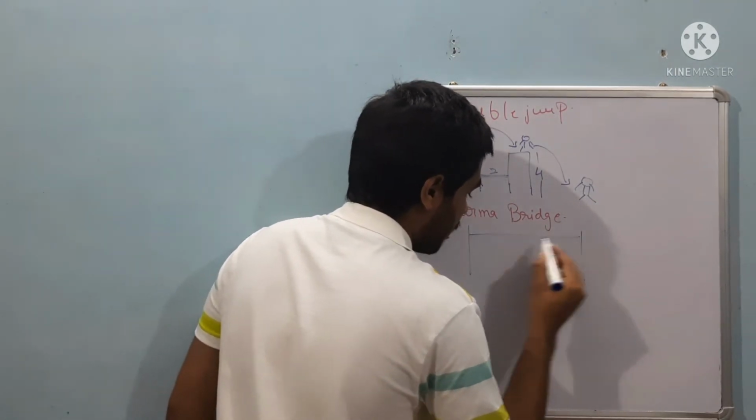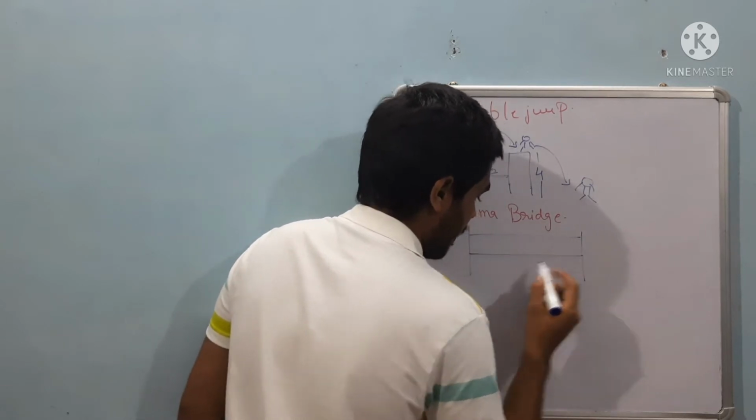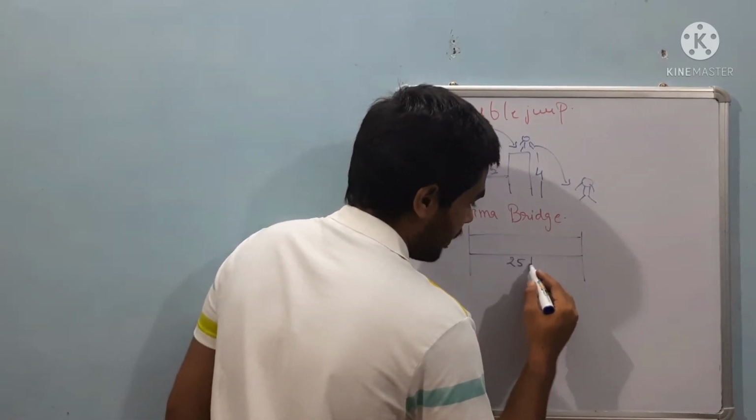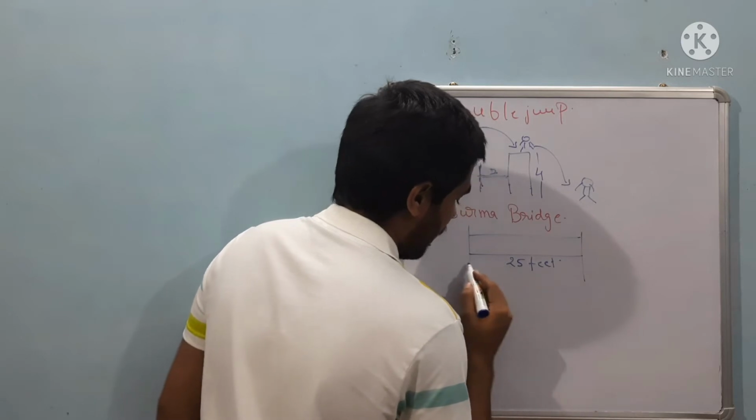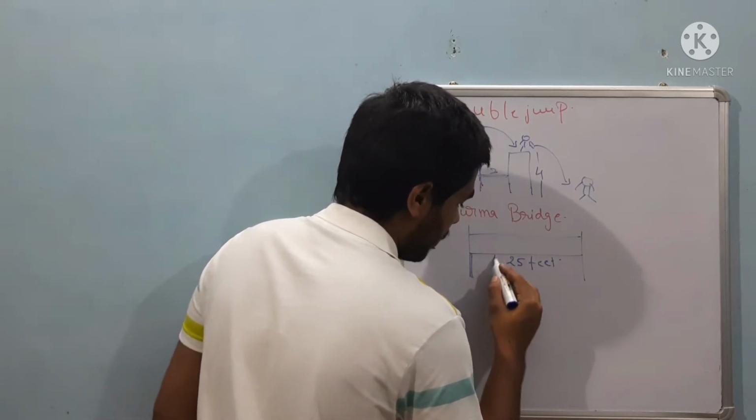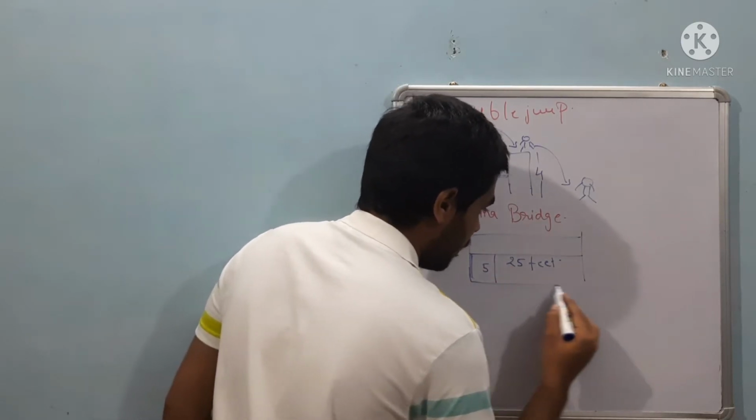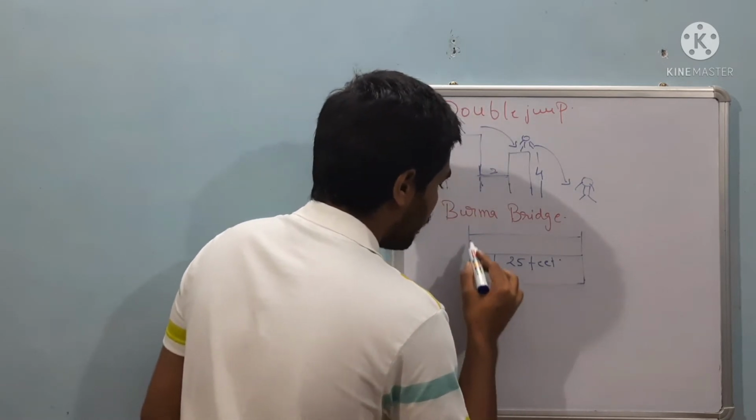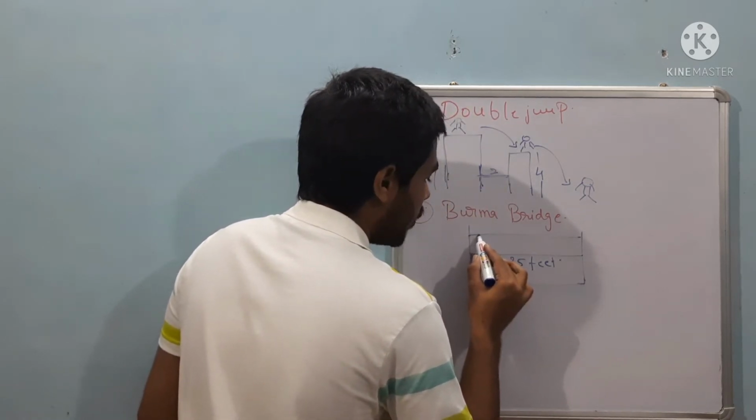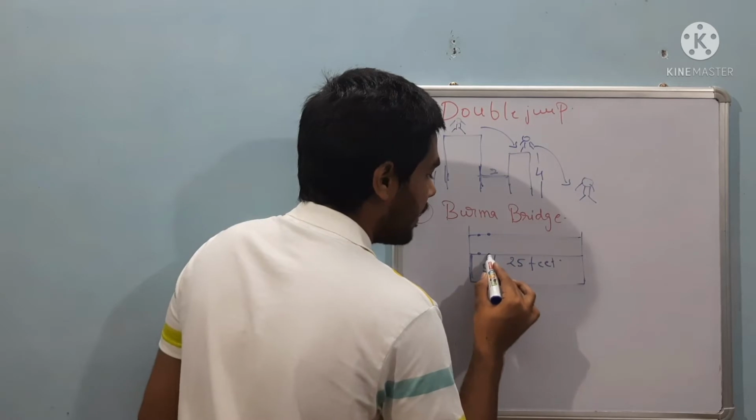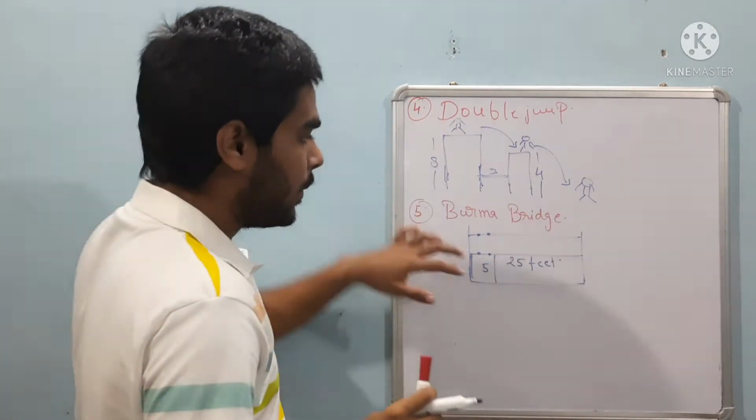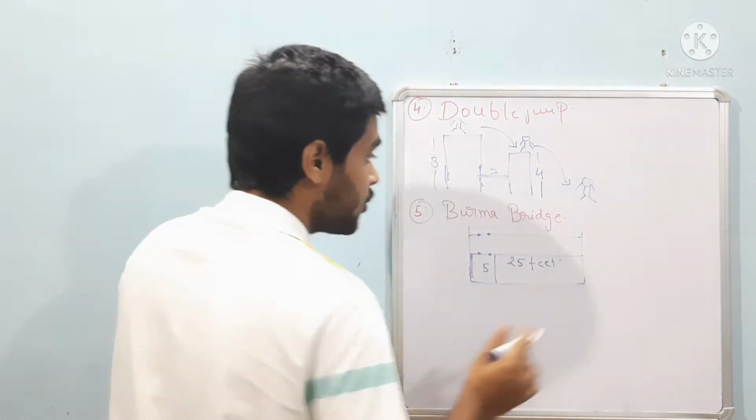and there will be 2 ropes, and the distance is 25 feet, and the height is about 5 feet from the ground level. So you have to climb till here, and from here you have to use both the hands and the legs to move in between these 2 parallel ropes and reach here.